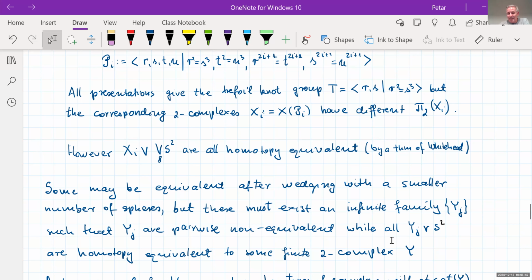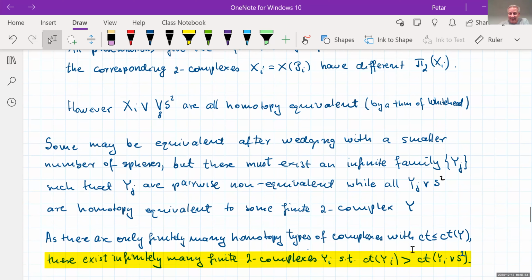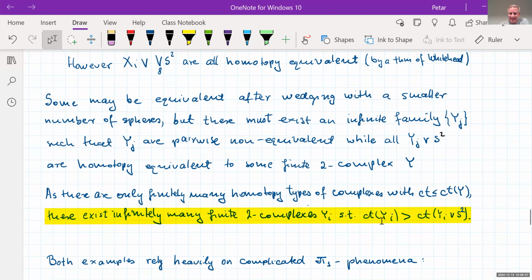Now, these two-complexes have some covering type. And if you have sufficiently many of those Y_j, eventually their covering type will become bigger. So you see that you have infinitely many two-dimensional complexes such that the covering type of the complex is strictly bigger than the covering type of the complex with one two-dimensional sphere wedged on.